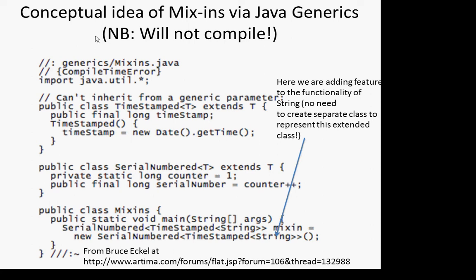Okay, so we could then have a serial number timestamp string, for example. We can mix in the functionality from this guy with the functionality from that guy. In other words, the serial number, we can have atop the timestamp and have a class that has all the features of string, but both these sort of features. So we've woven in some of this implementation into our class.